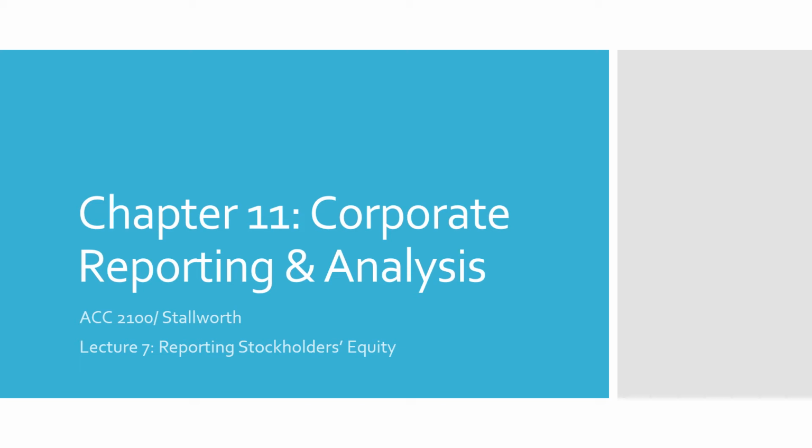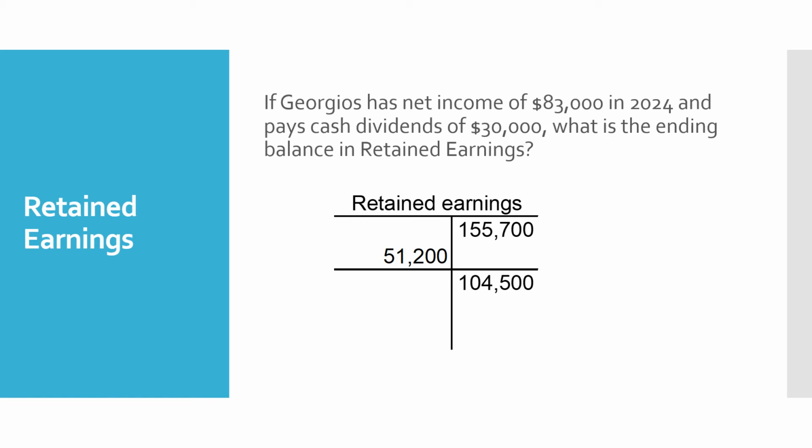In this seventh and final video for Chapter 11, we're going to be looking at ways to report stockholders' equity. So we're going to be looking at our Georgios example in here, and we're going to first look at their retained earnings account in 2024. We looked at the account at the end of 2023, and we had $155,700 in there.